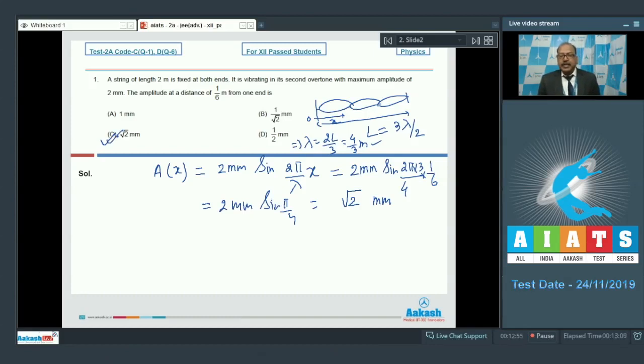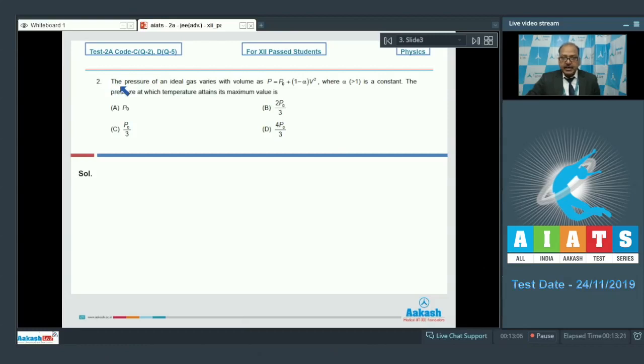Let's now go to the next question. Question 2 says the pressure of an ideal gas varies with volume as P is equal to P0 plus 1 minus alpha V square, where alpha greater than 1 is a constant. The pressure at which temperature attains its maximum value is.